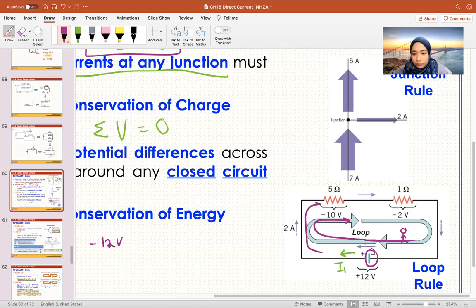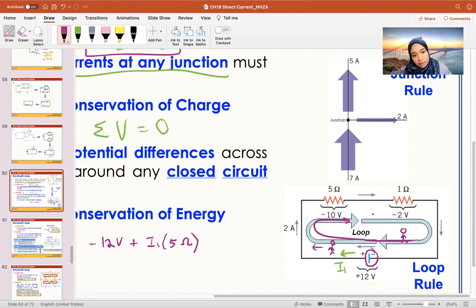So I1 is also flowing through 5 ohms. My I1 is moving together with me. I am walking this way, and I1 is also going the same way. So we are walking together, me and the current, so we are together positive. So I1 times 5 ohm. It's positive because the current is in the same direction as my loop, as I am walking in the same direction as I1.